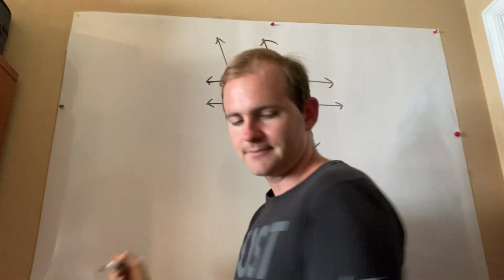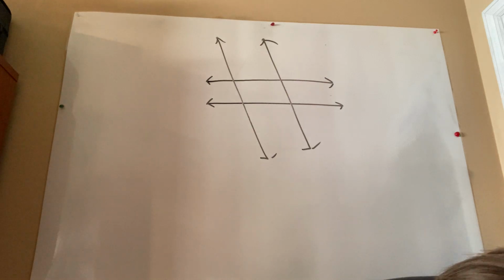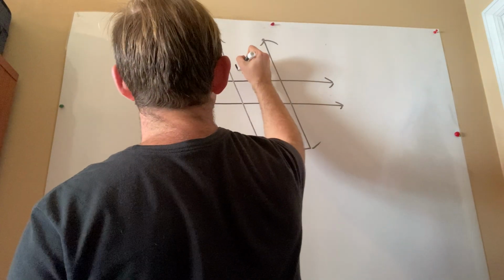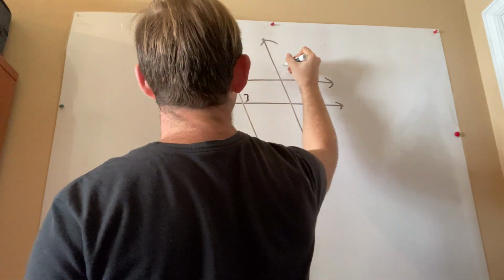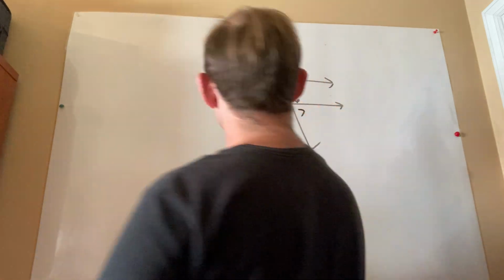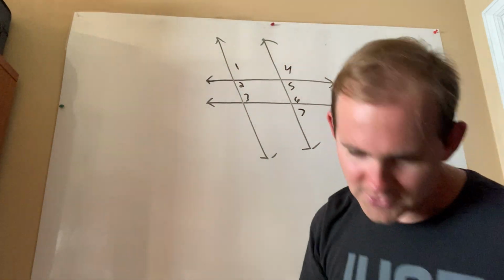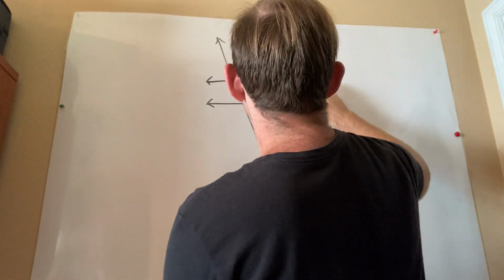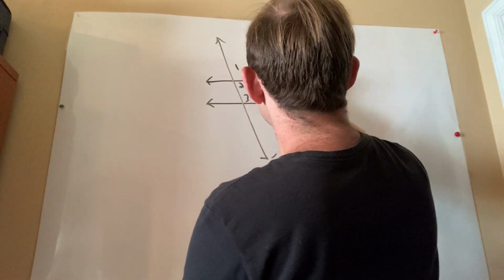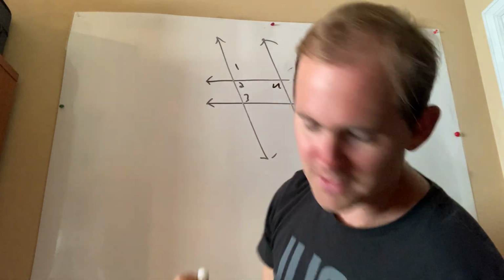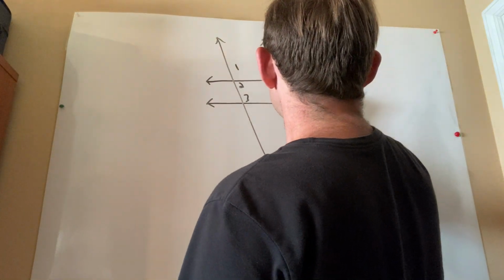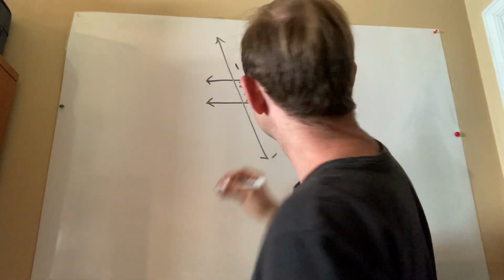All right, and let me just do some labeling here. I don't know how they chose these numbers. 1, 2, 3, 4, 5, 6, 7. Did I label that right? Oh no! Oh no! See, this makes no sense. 4, 5, 6, and 7.